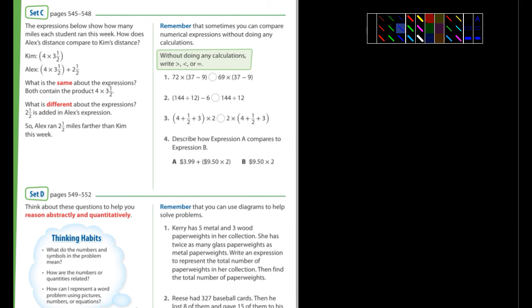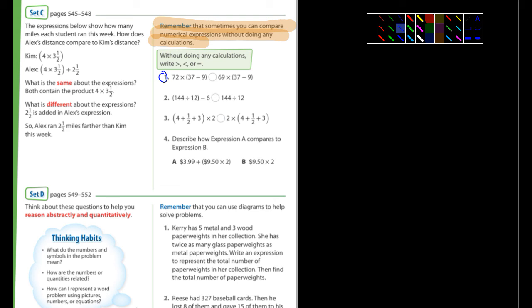All right, set C. The expressions below show how many miles a student ran this week. How does Alex's distance compare to Kim's distance? And then it says here, remember that sometimes you can compare numerical expressions without doing any calculations. And when they say compare, they're talking about looking to see if they're equal or if one is larger than the other. And the very first one here is a really good example of that.